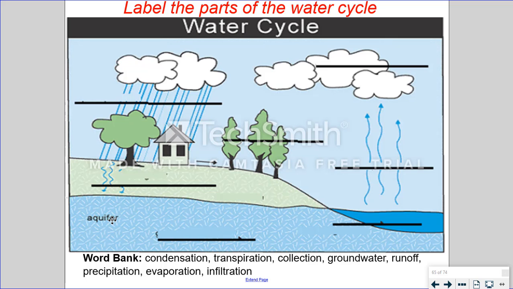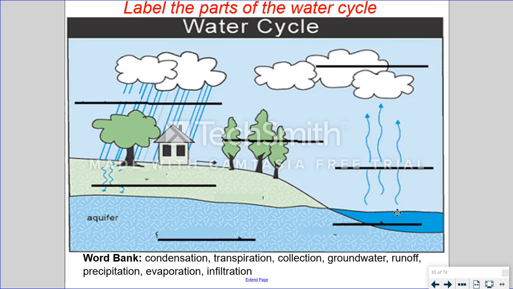That groundwater may be in an aquifer, or that groundwater may run and pool into a collection. Runoff is the water that hits the surface of our earth and runs off. It does not get absorbed into the ground. Precipitation is rain, snow, sleet, or hail, and that falls from the clouds.